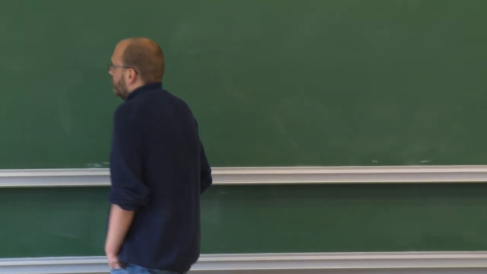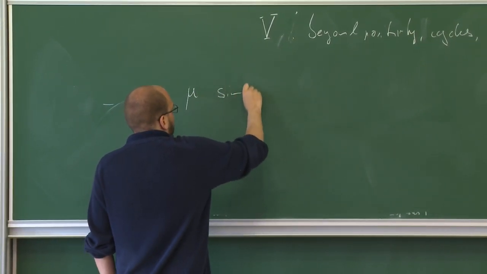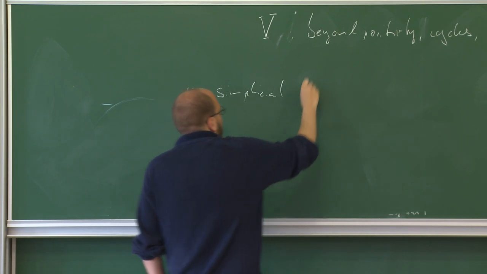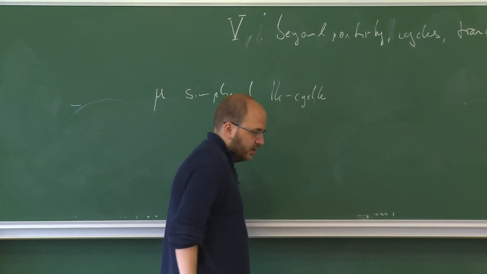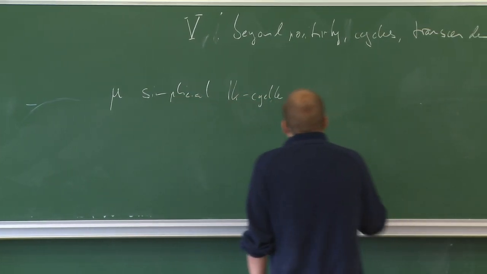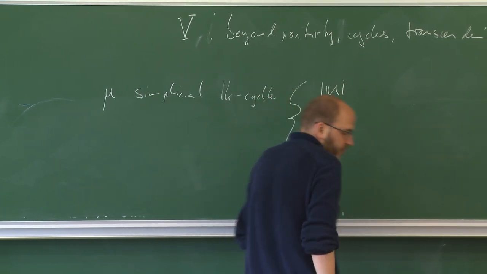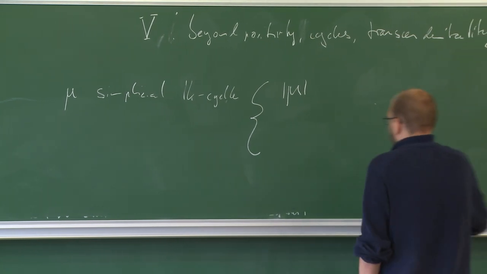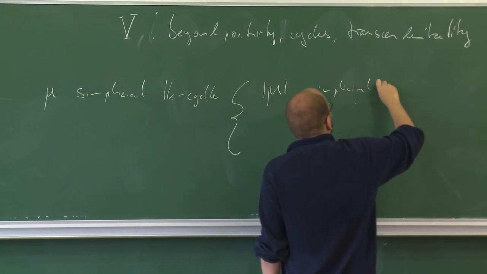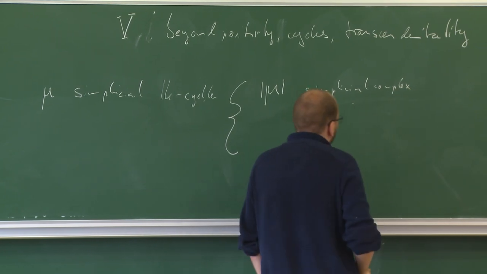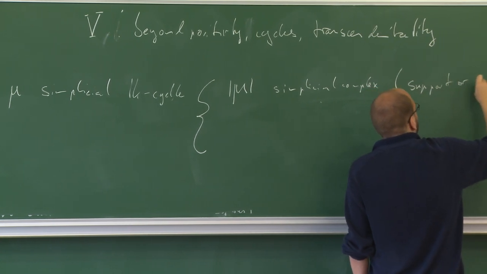Okay, what is our object? We consider mu a simplicial k-cycle, which for me is a pair of a simplicial complex mu, in these brackets, which I will call the underlying complex, or support.